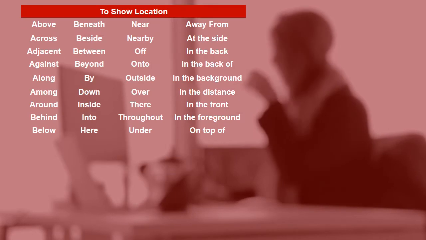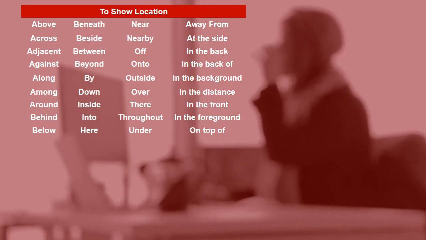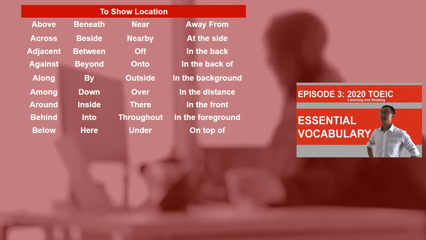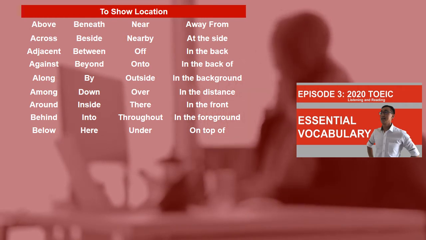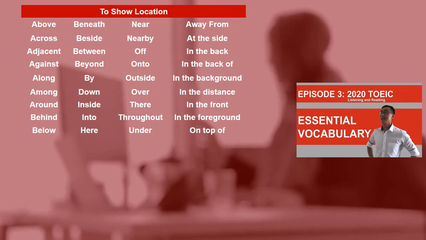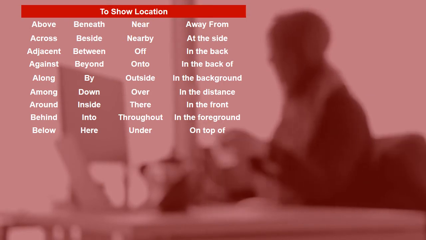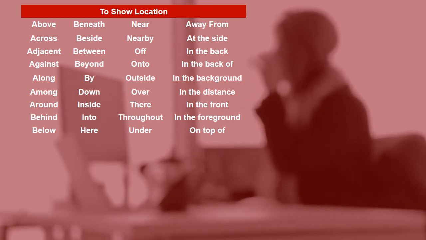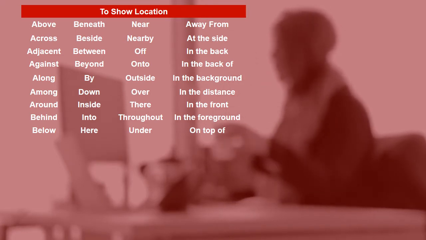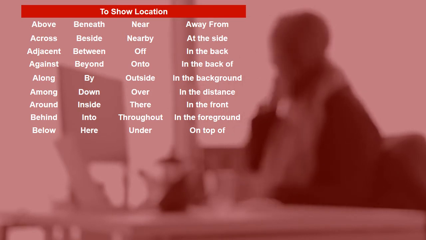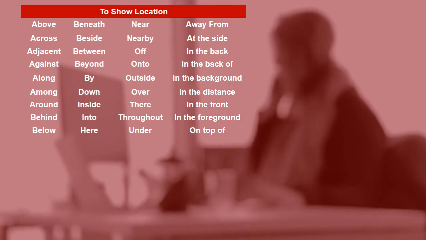The next list, if you remember episode 3, I made a complete video about location words. This list is used to indicate where things happen. If you haven't watched the video, please go ahead and watch the video. Words like across, adjacent, against, along, in the background, in the distance, in the front are all used to show location.